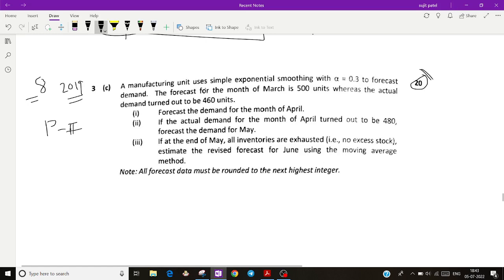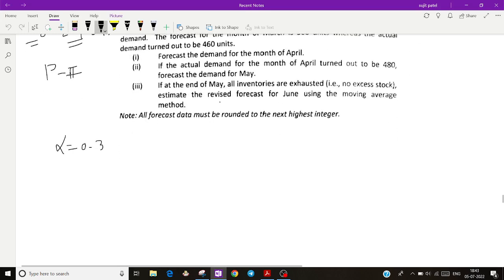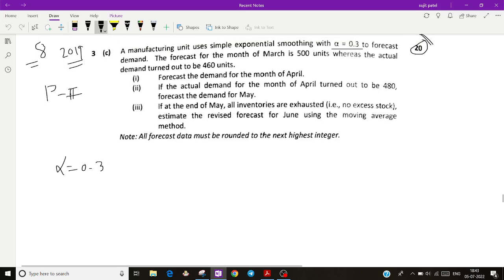A manufacturing unit uses simple exponential smoothing with alpha equal to 0.3. So here I am writing alpha is equal to 0.3. The forecast for the month of March is 500 units, whereas the actual sales demand turned out to be 460 units. And here we have to find the forecast for the month of April, May and so on.